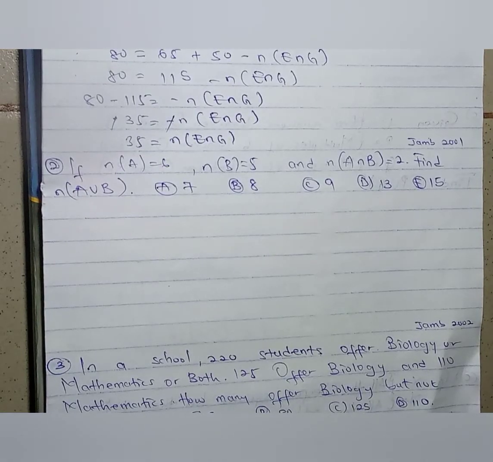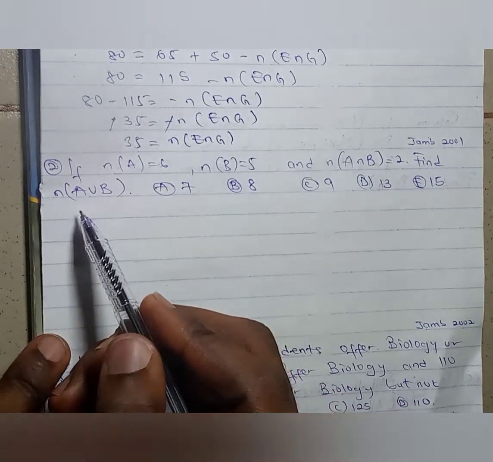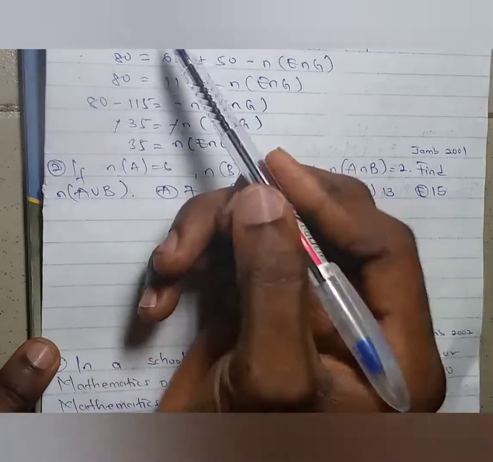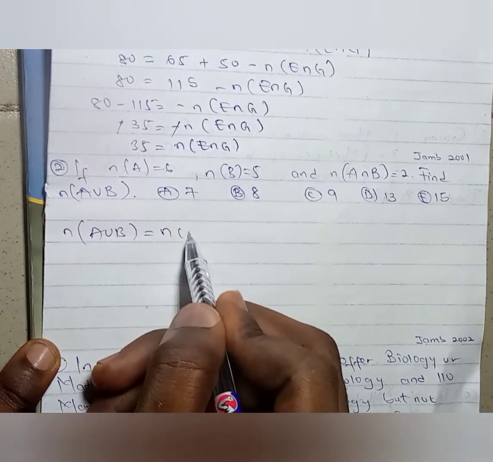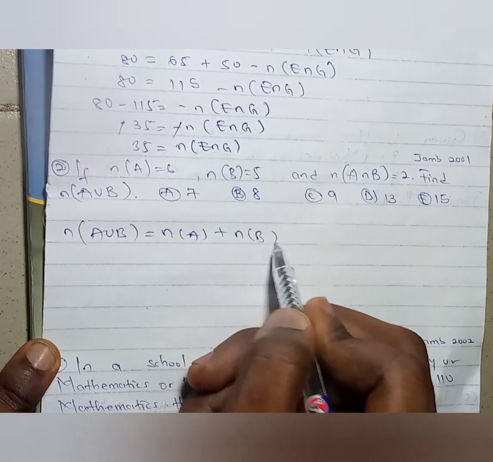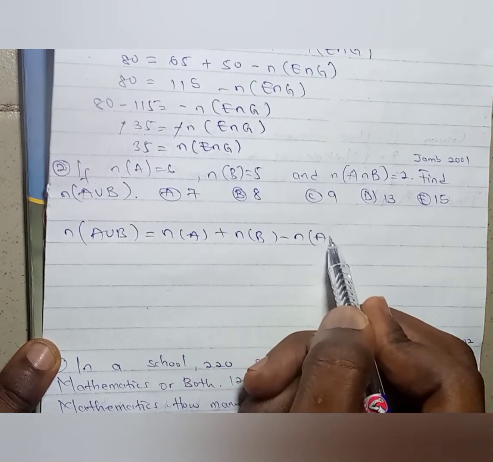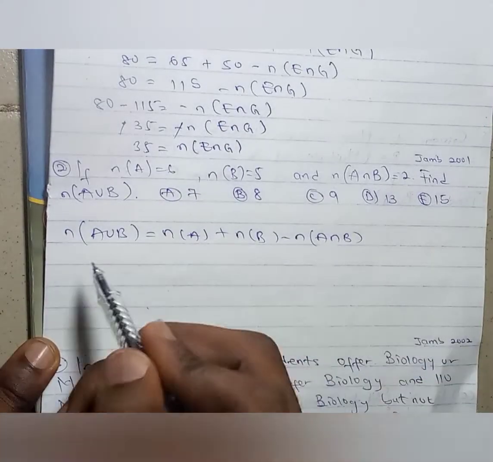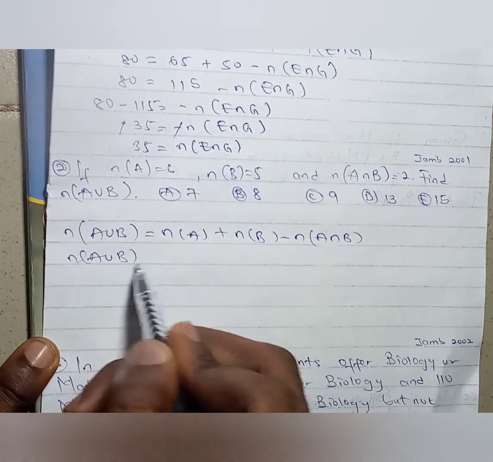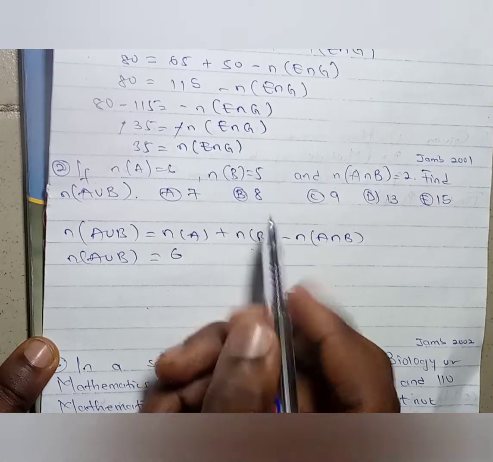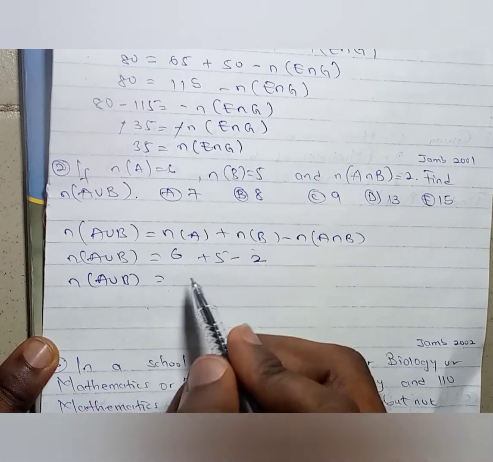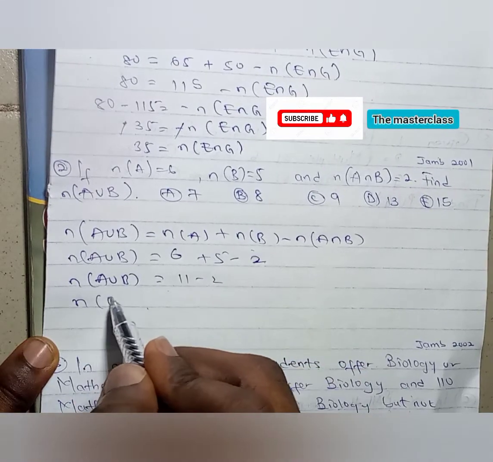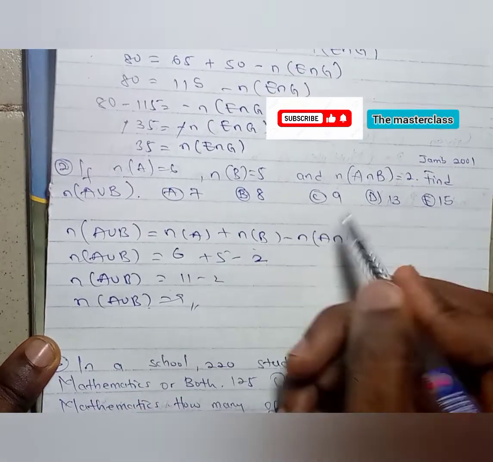Following the same approach as question 1, here we are asked to find the number of A union B. So let's apply the formula we also applied in question 1. So A union B is equal to number of A plus number of B, minus number of A intersection B. Very fast and very interesting too. So now let's substitute: 6 plus 5 minus the intersection, which is 2. So this is equal to what? 11 minus 2. Number of A union B is equal to 9. Very, very fast. So C is the correct option.